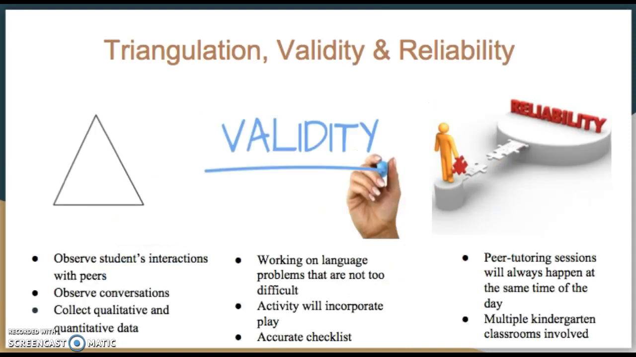In terms of triangulation, teachers will observe the students' interactions and conversations with other peers. Different data sources will be used to ensure triangulation, such as anecdotal records, checklists, and video recordings. Checklists will incorporate qualitative and quantitative data.